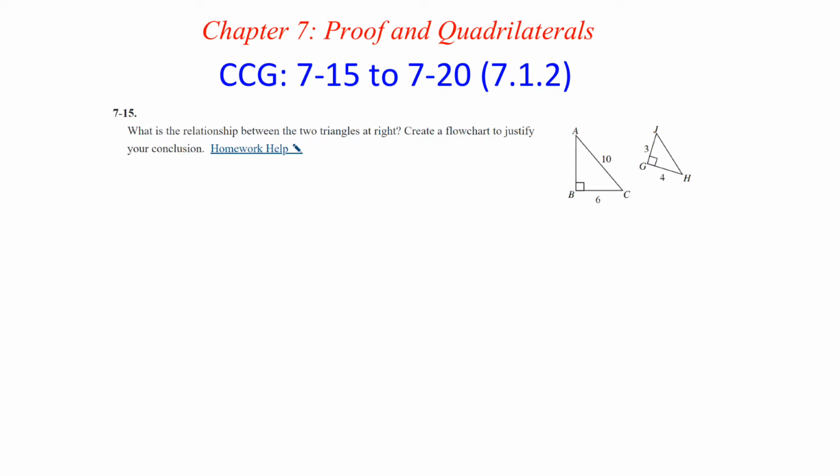So we're looking at the right triangles. What's the relationship? You can see the right angle, and the hypotenuse is 10, and one of its legs is 6. It can't be congruent because the legs on the smaller one are 3 and 4. So if it's anything, it would have to be similar. How do we prove that two triangles are similar?